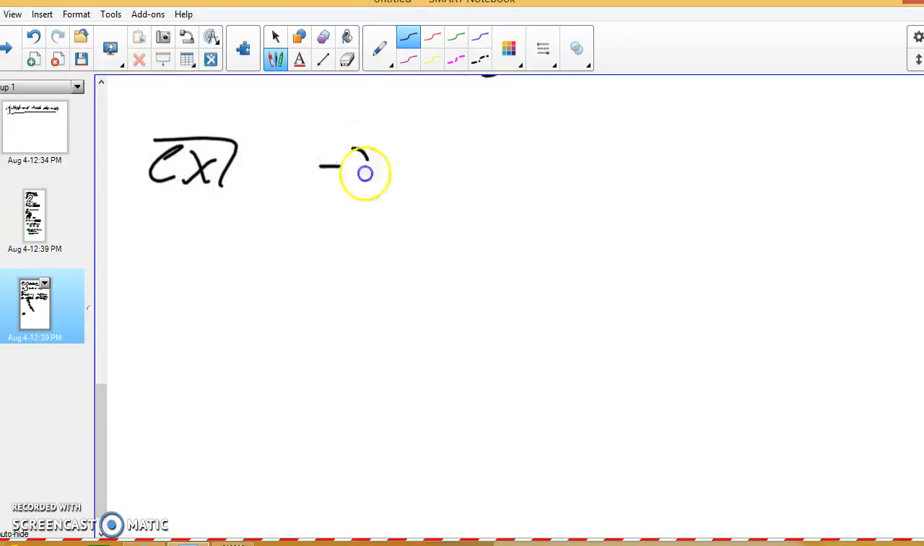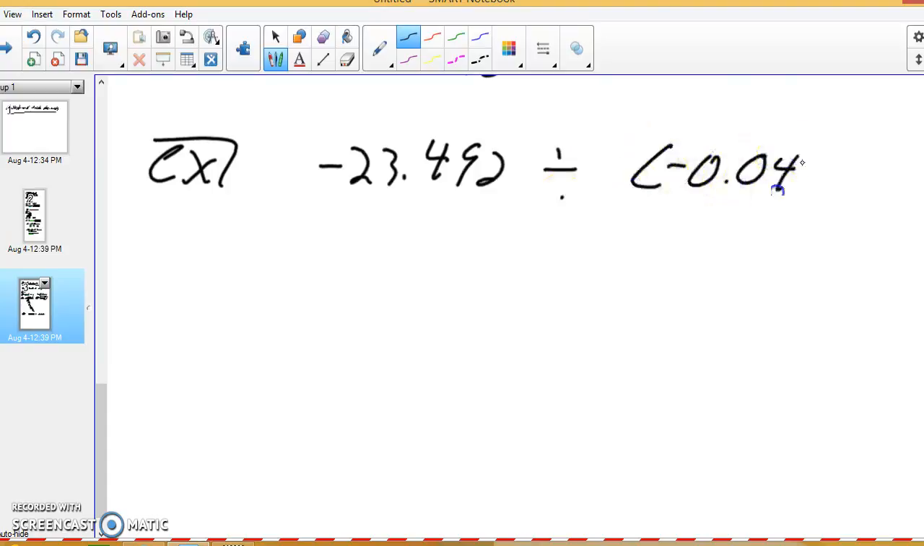So we're trying to divide 23.492, dividing it by negative 0.04. I'll let you work on that right now. Okay, we'll go through this. Again, the first step is determine the sign. Negative divided by negative. Okay, that's going to be a positive.